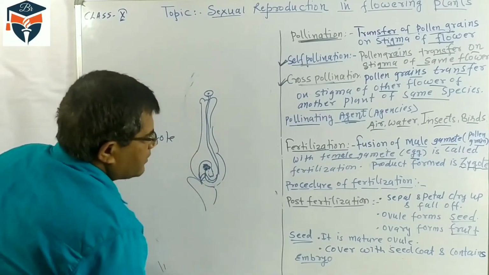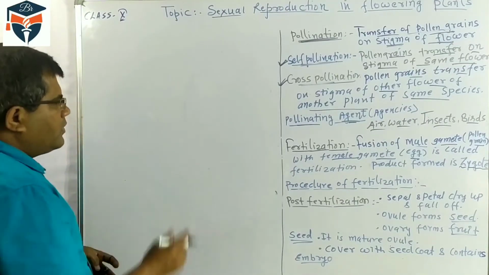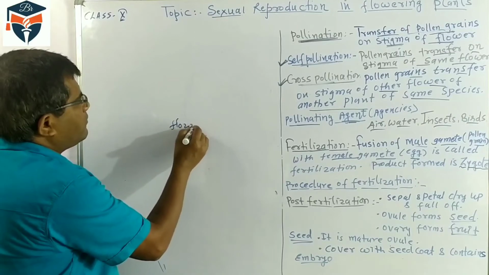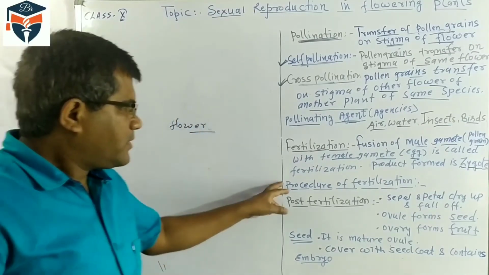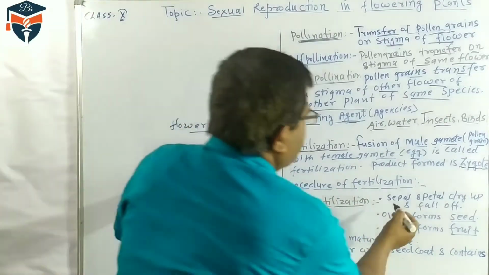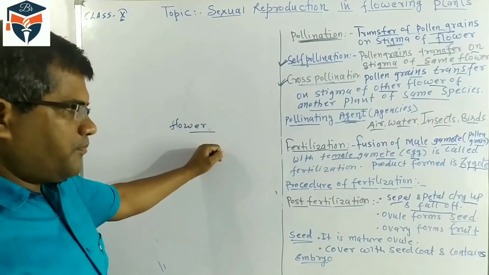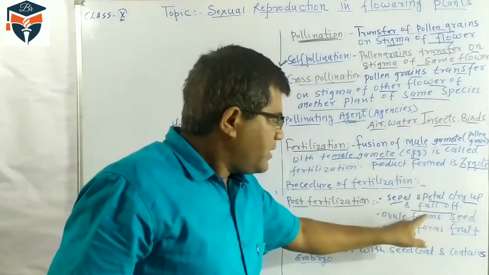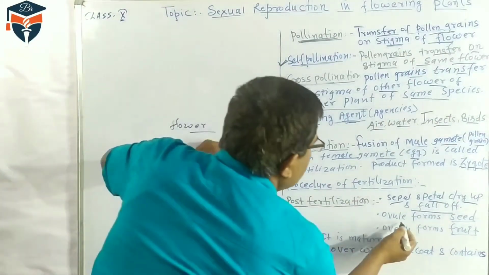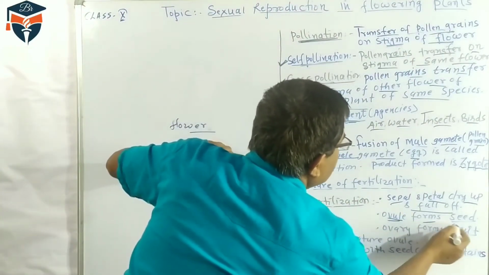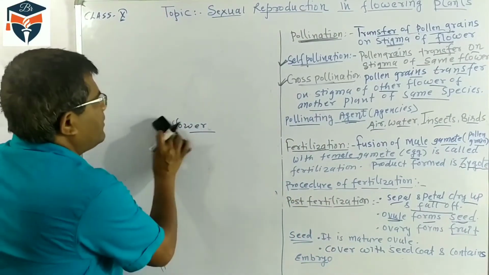Now after the formation of the zygote, I told you there are four parts in the flower. After fertilization, what happens? Sepal and petal dry up and fall down. The ovule which was present in the ovary forms the seed. It means a seed is a matured ovule.